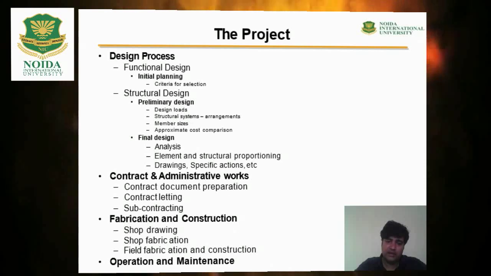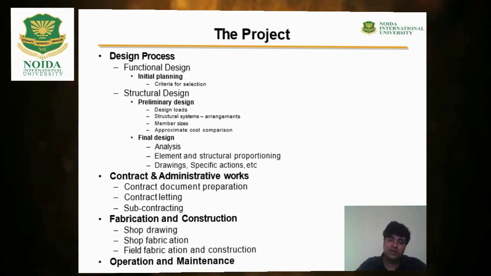It has the contract document preparation, to give that contract to the particular contractor to construct that particular structure. Now, the second is the contract letting, and the third one is the subcontracting. So these are the components we have to deal with. And the third one is the administrative work. Then we have to plan accordingly.